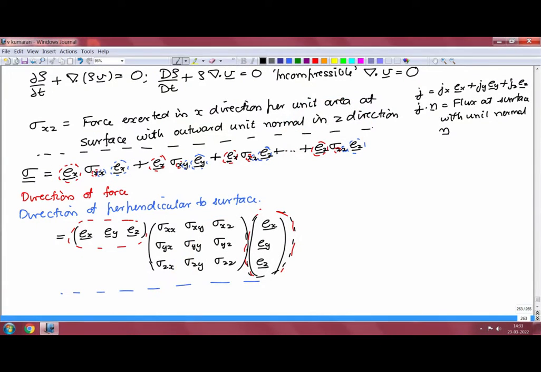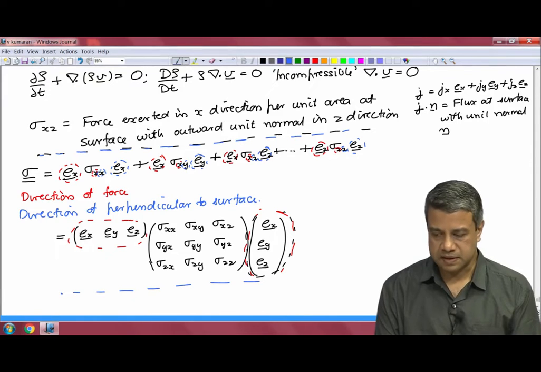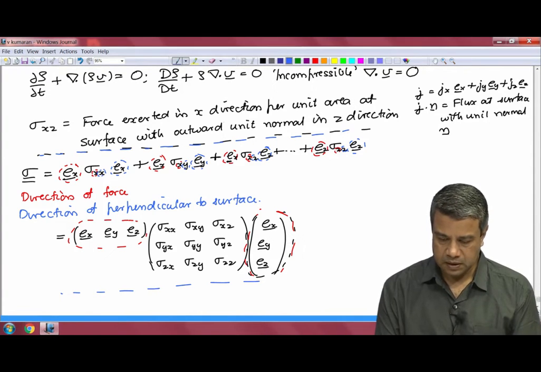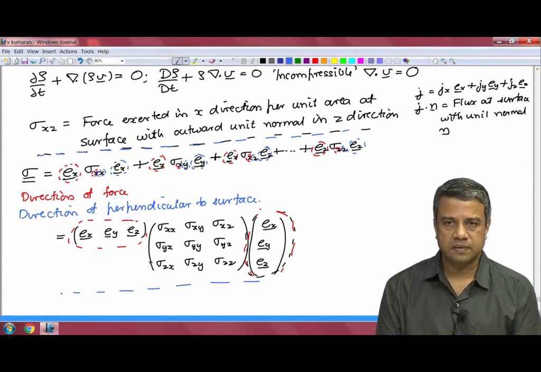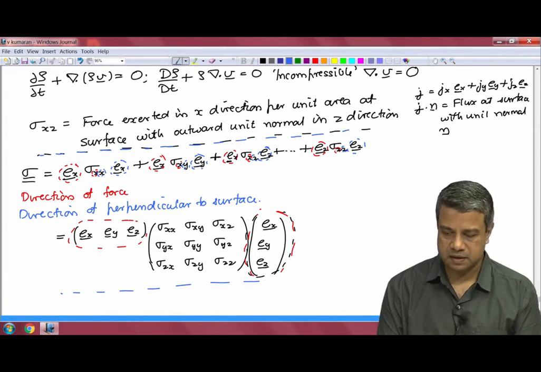So, in the last lecture we were examining the definition of the stress. The stress is defined as the force exerted per unit area. Sigma xz, for example, is the force exerted per unit area in the x direction at a surface whose outward unit normal is in the z direction. Similarly, sigma xx is the force per unit area in the x direction at a surface whose outward unit normal is in the x direction, and so on.